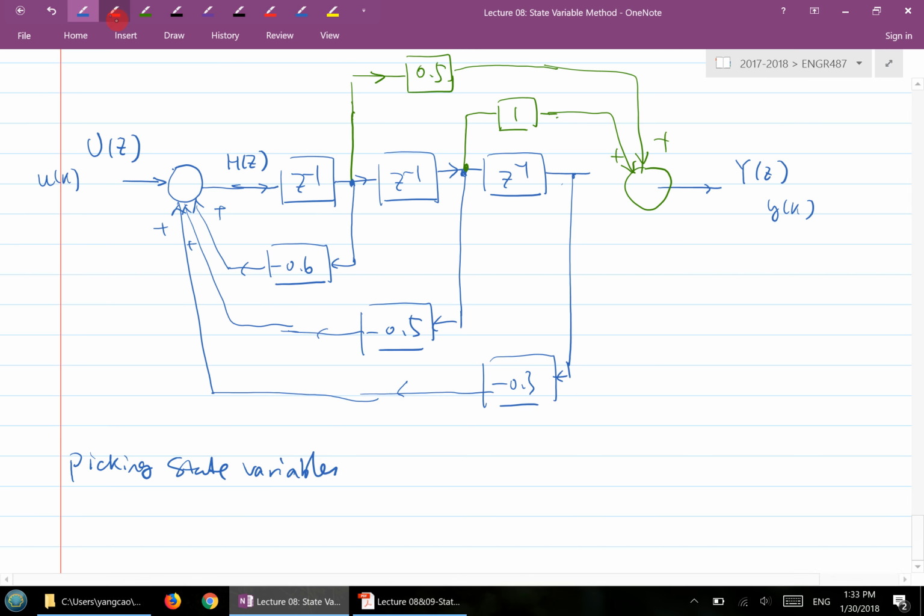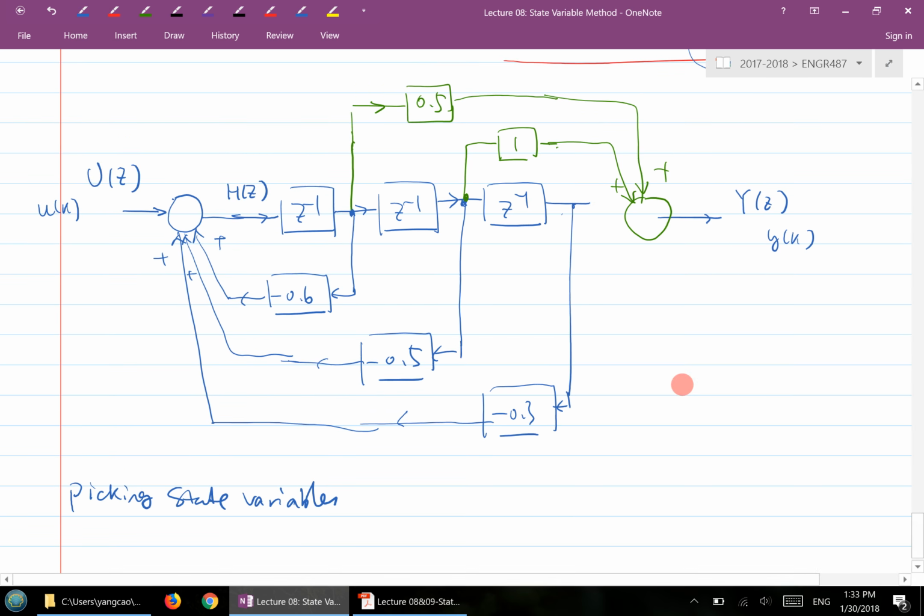Okay, picking state variables. So here's how you pick the state variables here. There are actually different ways of picking it. We're picking state variables right after the register. So you look at this one here. How many registers do we have? 1, 2, 3, right? So you pick the state variables right at the locations right after the register, which is where? Here, here, here, right?